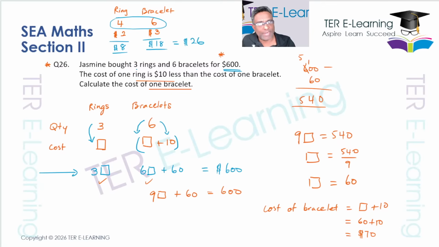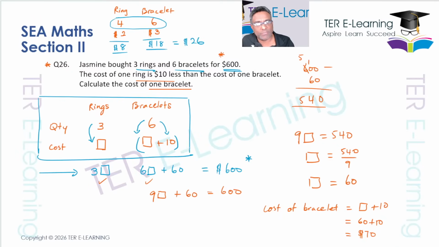In the question, I have 3 rings and 6 bracelets, and then I know the total cost. Total cost is 600. So that's why I draw up a table, right? You see this here? This is what helps understand what I need to do. This here is what is important. So we have the rings and the bracelets. In the question, we know we bought 3 rings, 6 bracelets. You don't know anything about the cost. We just know that the cost of the ring is $10 less than the cost of the bracelet. Now, I normally use a block to represent the cost, or whatever is missing in the question.